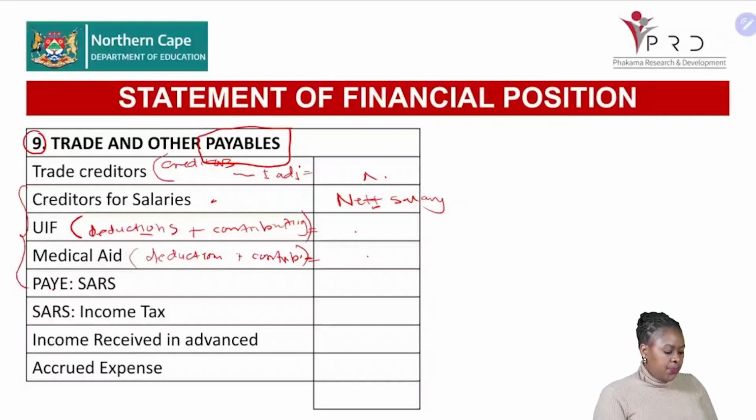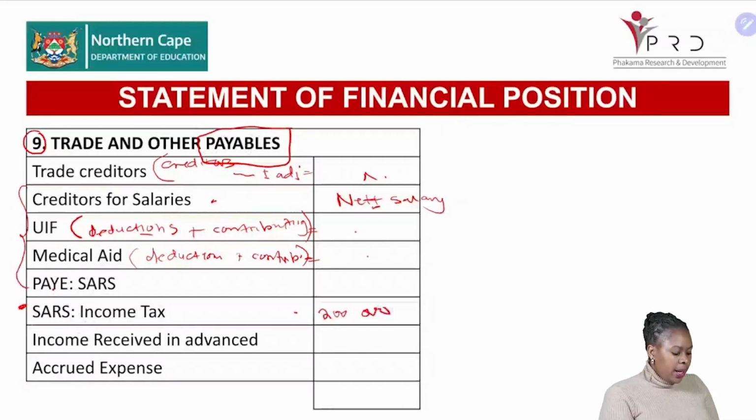All right. So then we have our SARS income tax. Our SARS income tax only comes in the statement of financial position under trade and other payables if we are still owing SARS money. So a situation where we were supposed to pay 1 million, but we've only paid 800,000. So that 200,000 that is outstanding will be indicated under trade and other payables, or it can be reflected separately in our statement of financial position, right, under current liabilities.